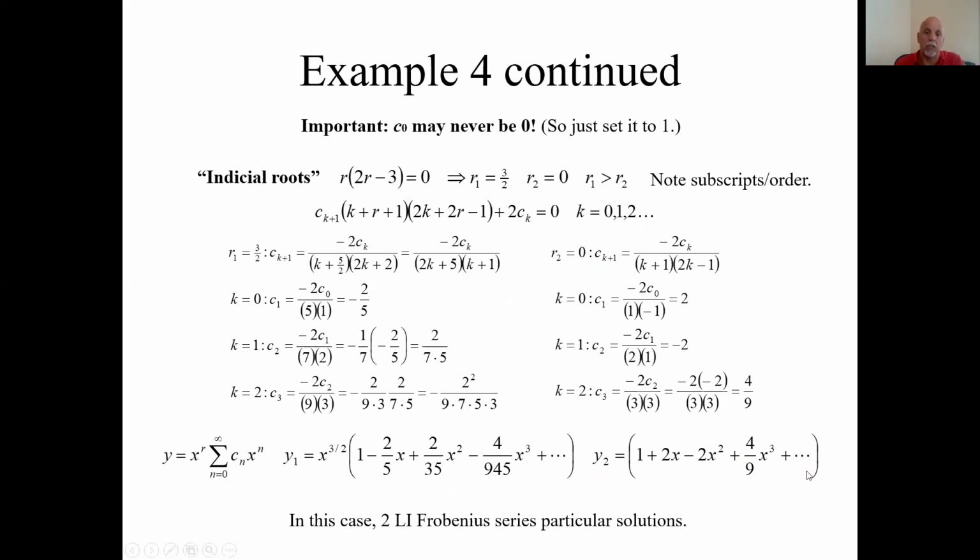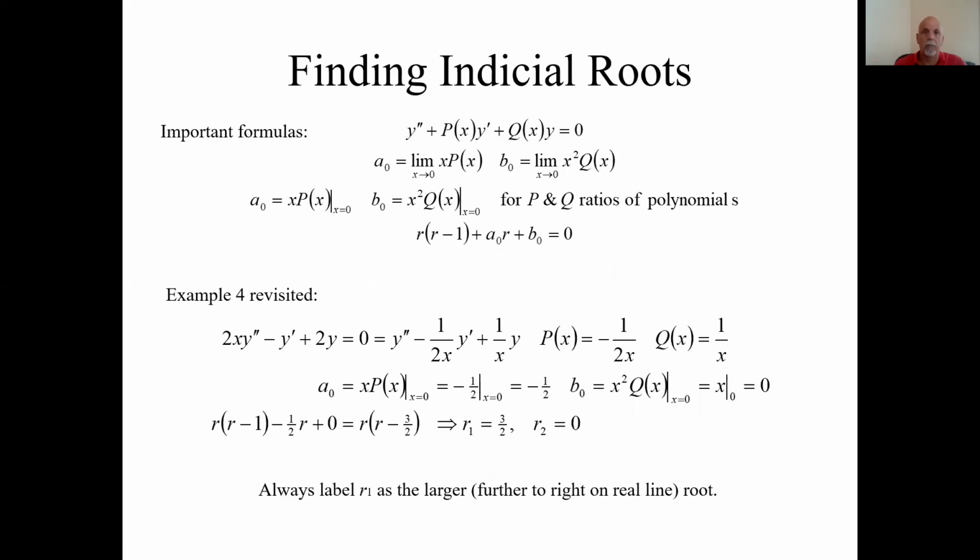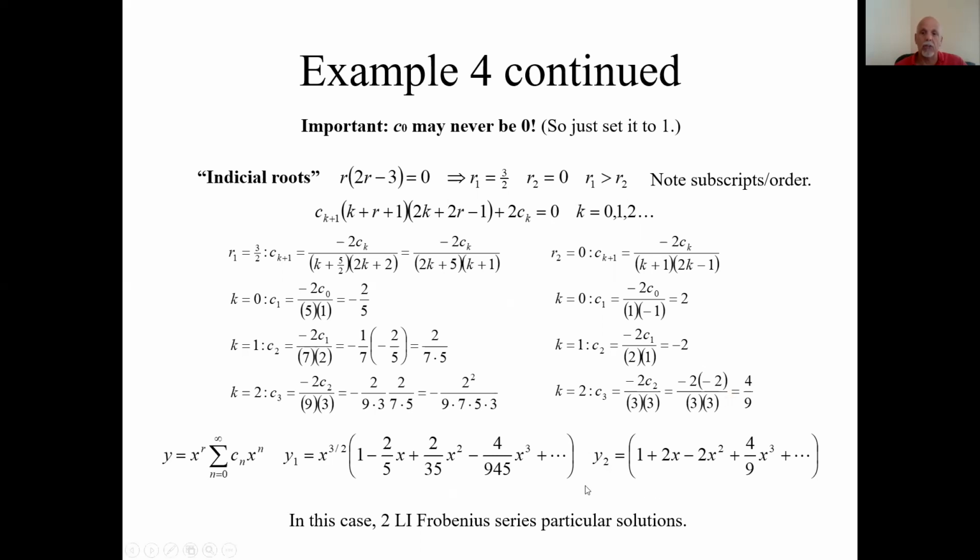The general solution would then be a linear combination of these two particular solutions. I'll just say we're not always guaranteed to find 2 series solutions that are our particular solutions. I'm getting ahead of myself a little bit here, but you're always guaranteed to find a Frobenius series solution for the larger indicial root. But you're not always guaranteed to find a second series solution. If you do, it will be based on the smaller indicial root. And we'll leave that for future discussion.